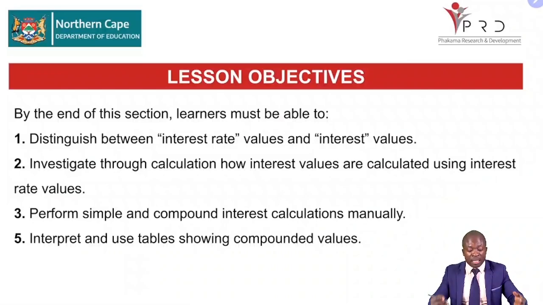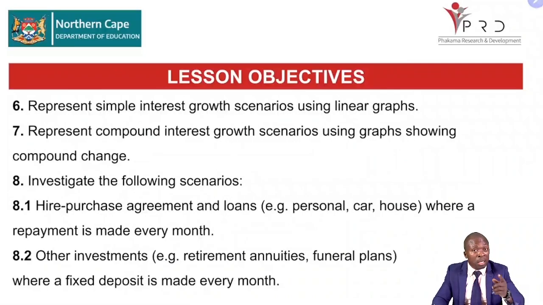You have to be able to investigate through calculations using interest rate values. You have to be able to perform simple interest and compound interest calculations manually. We are not using calculators. Of course, we use calculators, but we are not using the formulas because we believe that when you do it manually, you can see even where you made an error and then you fix it so that you can get as many marks as possible. You have to be able to interpret and use tables showing compound interest values. In some cases, you have to also try and get yourself ready that you will be asked to represent simple interest and compound interest growth on a chart, on a graph.